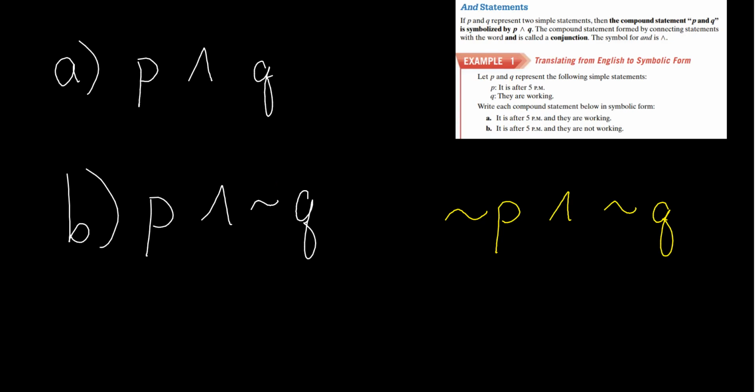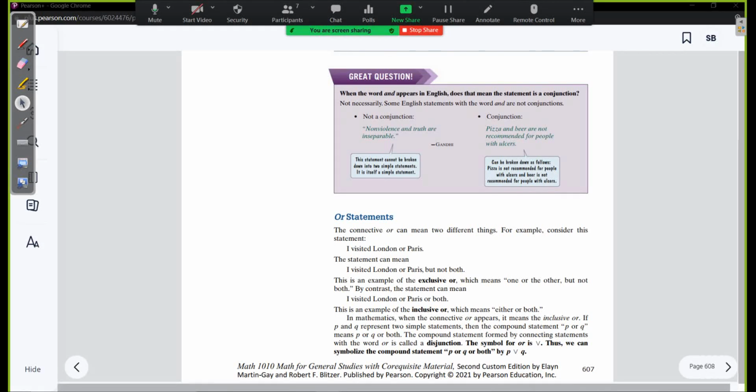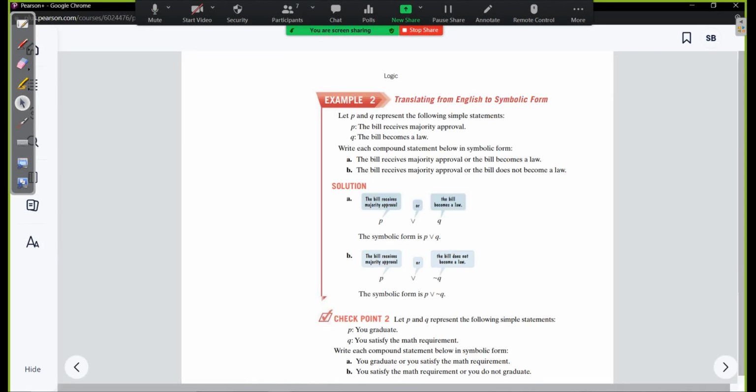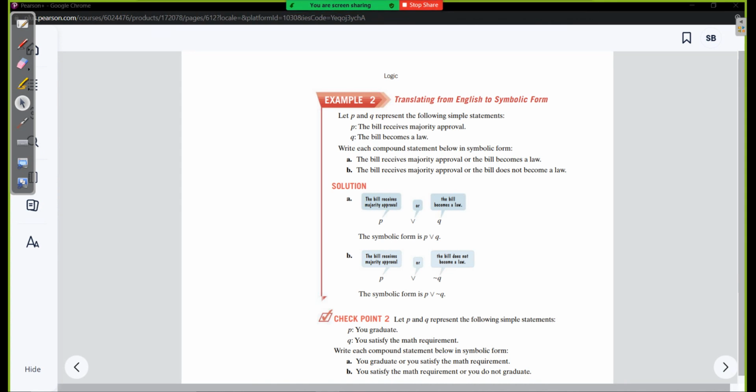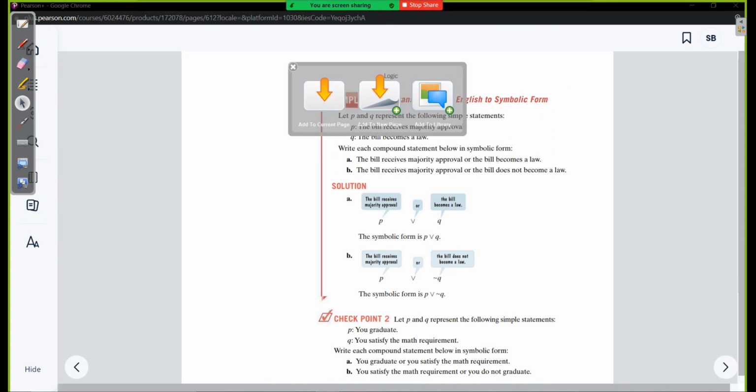All right, so I want to put the or statements. I want to make sure that the or statement is paired up with the actual example with it. That way, whenever you do look at the notes, it's just like, oh, okay, so this is it. This is how we do it.